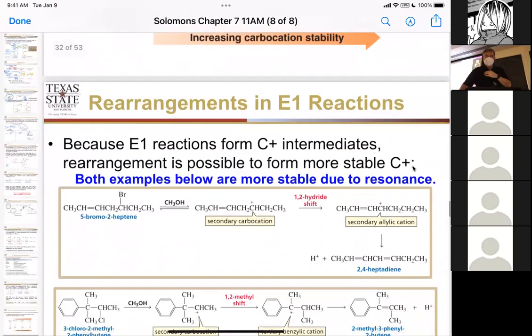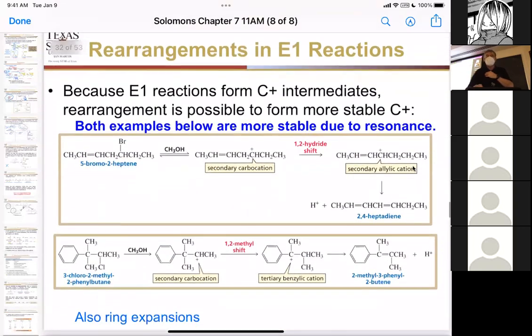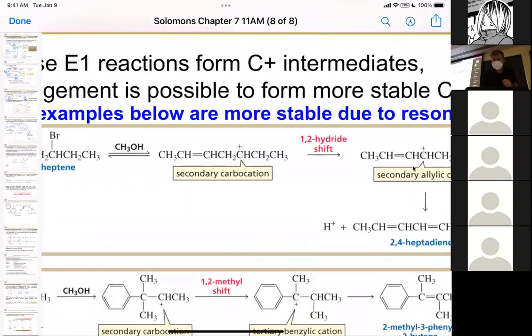Okay. So is it easy to pick your products from an E1 reaction? Not necessarily, because it forms a carbocation. What do carbocations do? They rearrange if they can. So if you have a secondary alkyl halide, you need to start looking for that tertiary carbocation. Where can that tertiary carbocation go with a 1,2 methyl shift, a 1,2 hydride shift, or a ring expansion? So you have to look for those things when you have that. So you always have the possibility of doing a rearrangement.